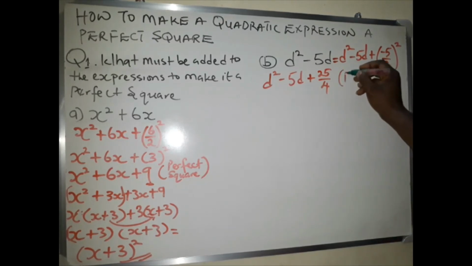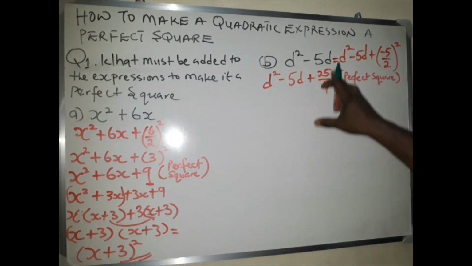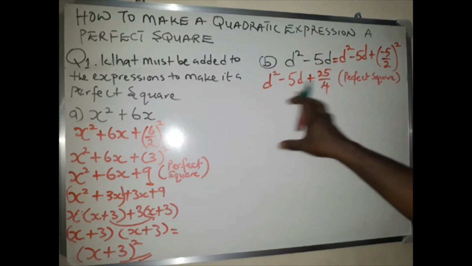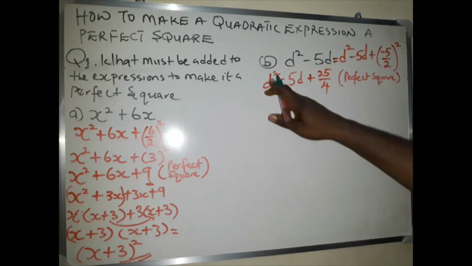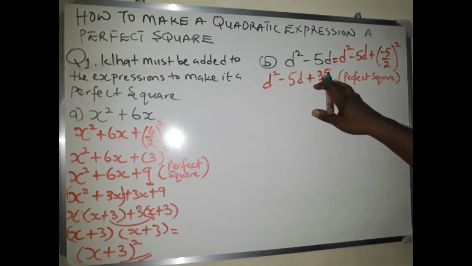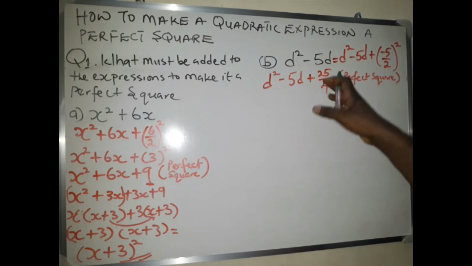So at this point, this is now a perfect square. It is now a perfect square, because this is the number that must be added to this expression to make it a perfect square. So at this point, you've answered this question. But now, if you want to go further, if, for example, they said solve this expression, usually what they will ask you to do is to multiply all through by 4. When you multiply all through by 4, it will cancel this fraction. It will get rid of the fraction.